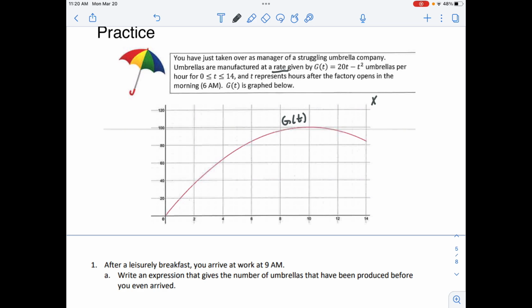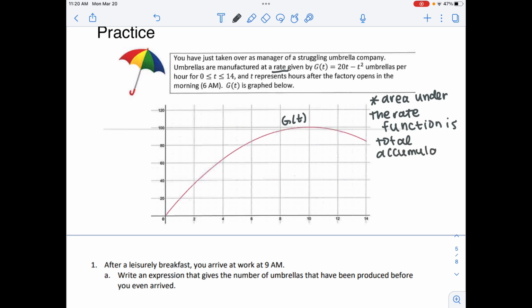And so just a reminder, we did this on the first day of this unit, but since we have the rate of the umbrellas being manufactured, the area under the curve, under the rate function, what that will give you is the total accumulation of something.